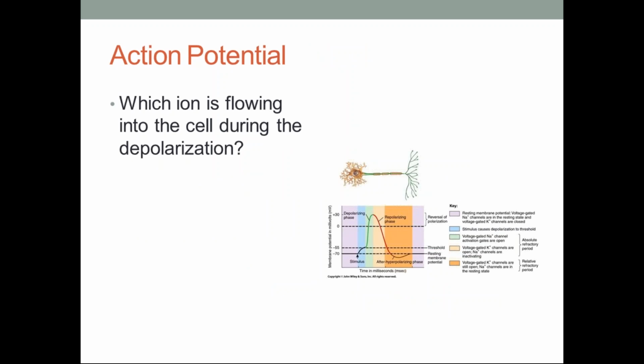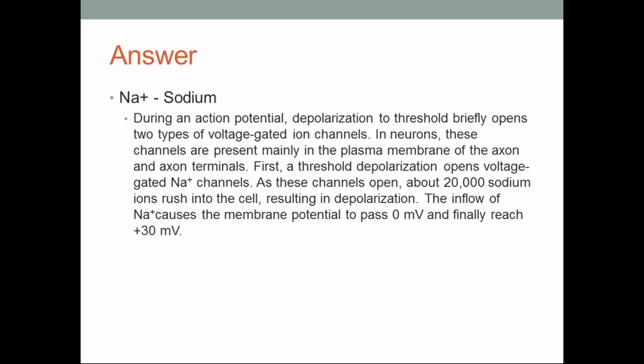All right, the good old action potential. Which ion is flowing into the cell during depolarization? Okay, so this green line in the picture, which ion is going in? Good job, everybody. So sodium is rushing in. So during an action potential, depolarization to threshold briefly opens 2 types of voltage-gated ion channels. In neurons, these channels are present mainly in the plasma membrane or cell membrane of the axon and axon terminals. The plasma membrane of the axon is actually called the axolemma.